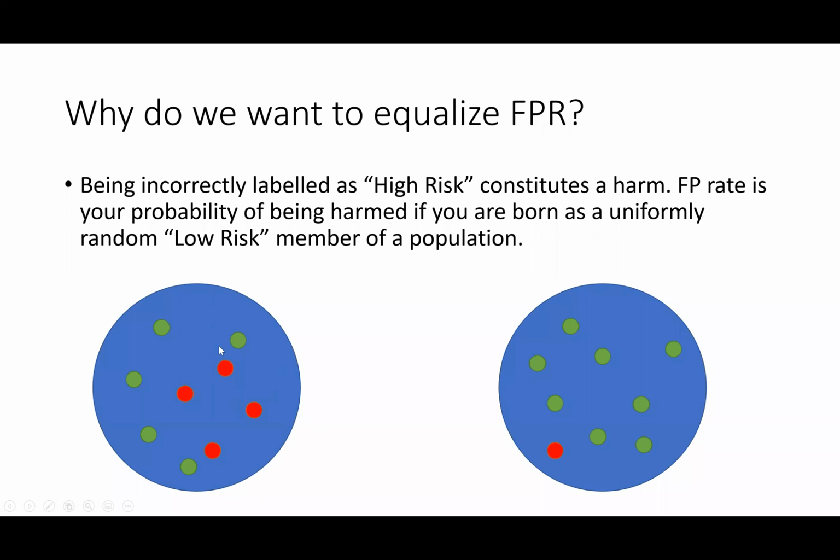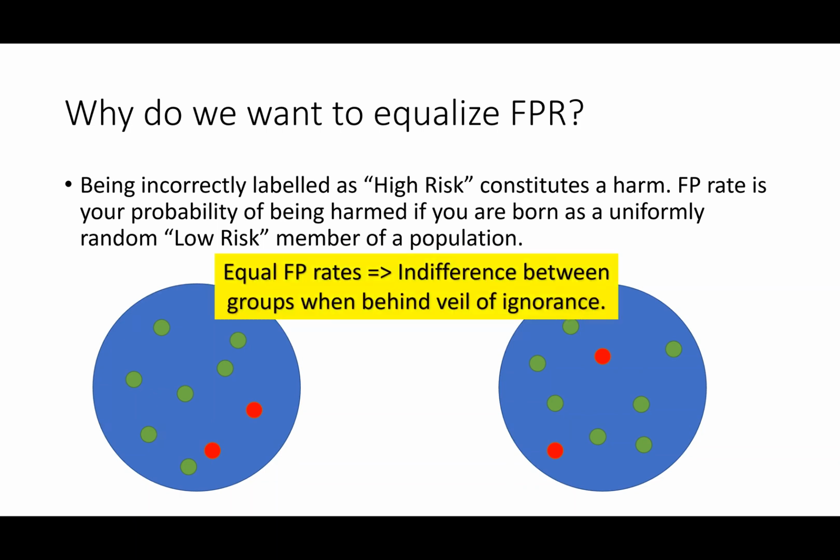And if the false positive rate is higher in one population compared to another, then all things being equal, you would prefer to be born into the population that has the lower false positive rate. If we equalize the false positive rates between populations, then you have no a priori preference between which of these two populations you're born into, if the only thing you're worried about is being harmed by the classifier. And so equalizing false positive rates sort of corresponds to this nice condition of indifference between what group you're born into, when you're behind the veil of ignorance before you're actually born.